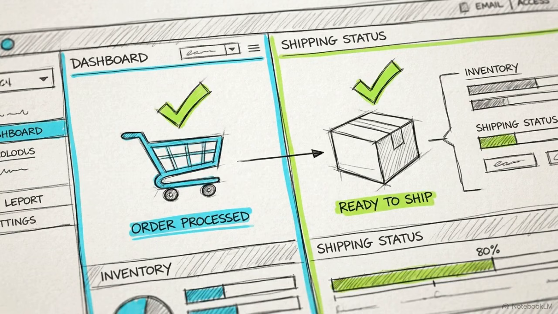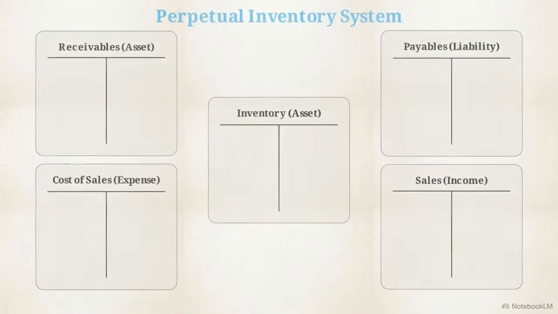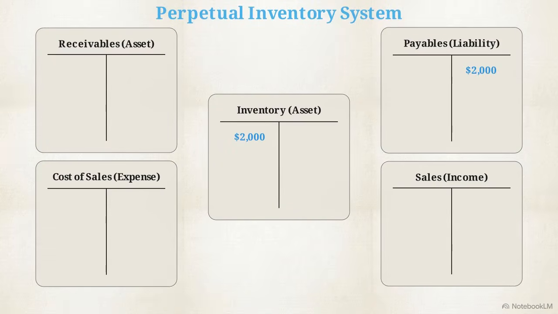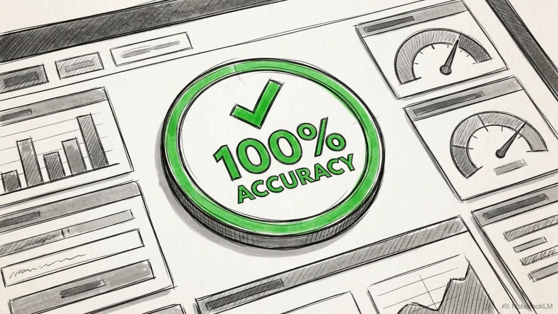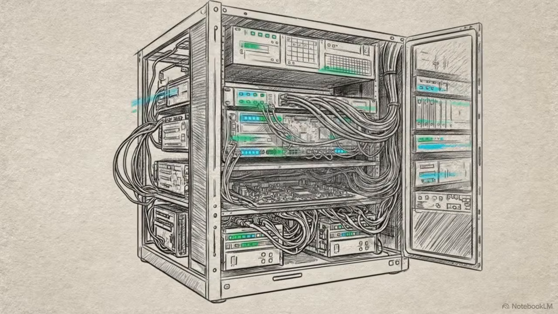Let's map out how a transaction flows under the modern perpetual system to see why it feels logical. The moment you buy goods, you debit inventory, immediately increasing your balance sheet asset. When you make a sale, you record the revenue, debit receivables, credit sales. Instantly, a second entry happens, debit cost of sales and credit inventory, physically reducing the asset balance as items leave the warehouse. This provides real-time accuracy without any need for year-end adjustments, but it demands significant computing resources to track the exact cost of every single item at the moment it is sold.